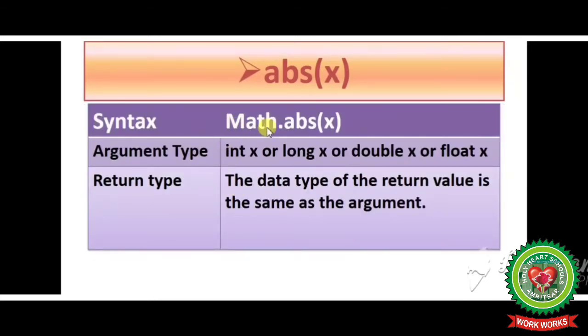See the syntax: Math.abs(x). Now argument type can be int, long, double or float, meaning in any data type you can accept the argument. Now return type. The data type of the return value is the same as the argument, meaning in the same data type you will get your result.